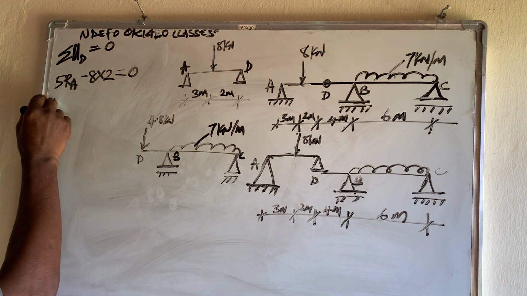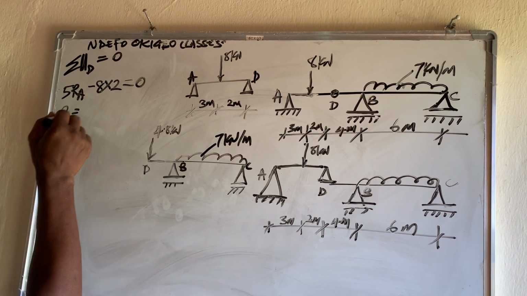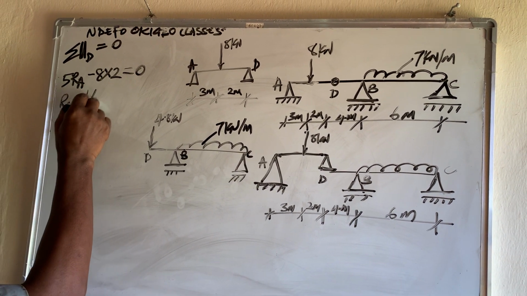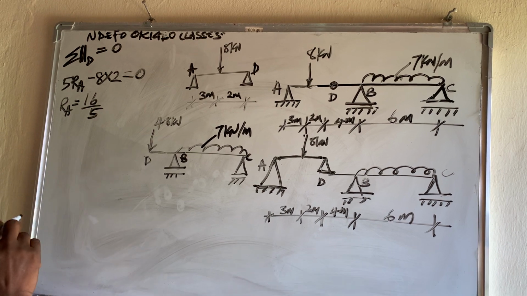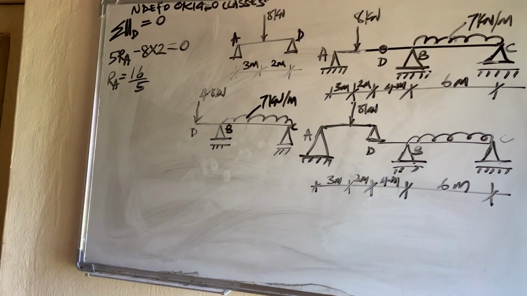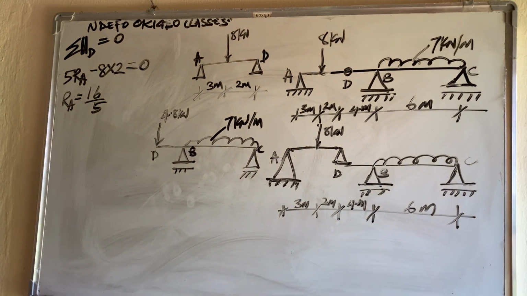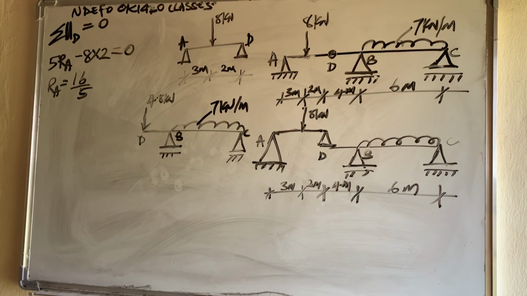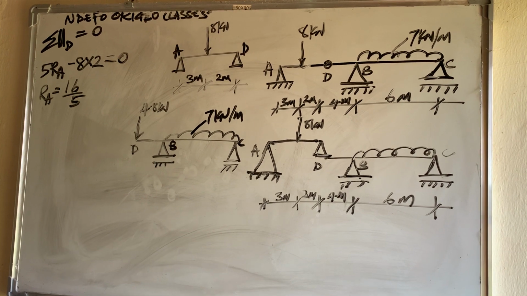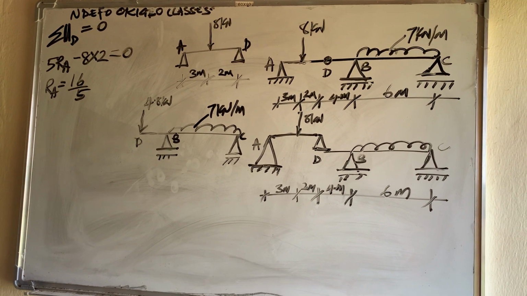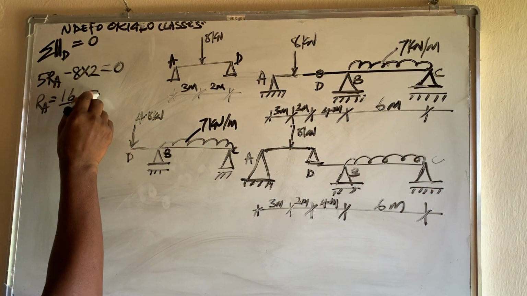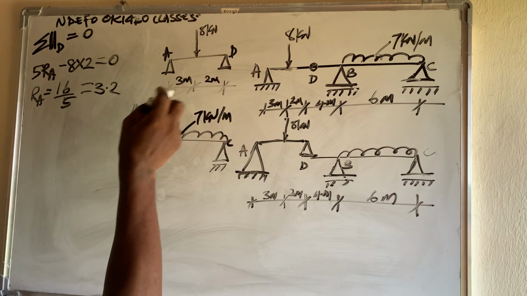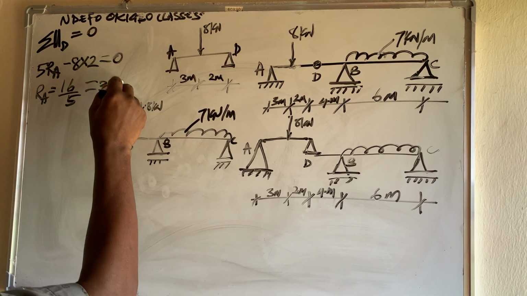If that's the case, that means RA from this equation is equal to 8 times 2, which is 16. RA is equal to 16 over 5, which is 3.2. RA is equal to 3.2 kilonewton.